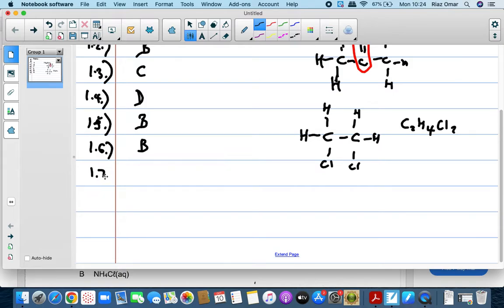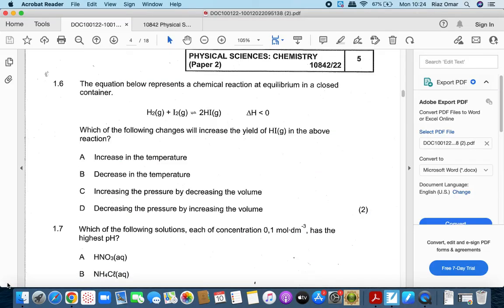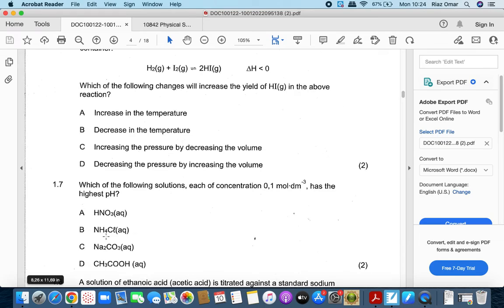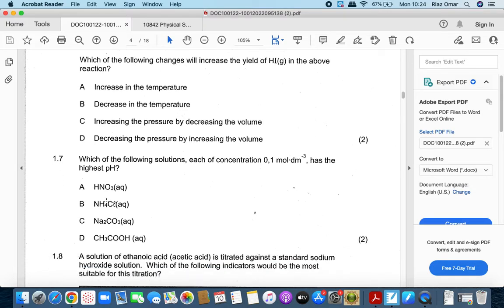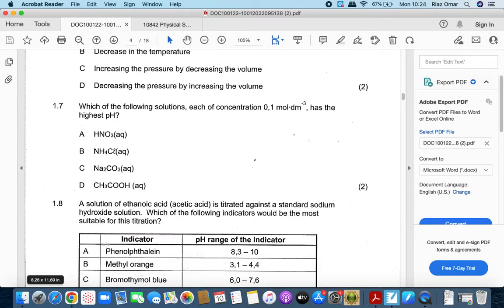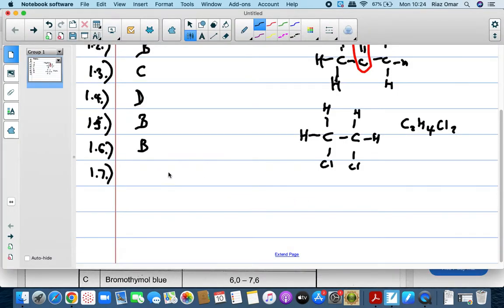1.7. The question is, which of the following solutions, each with a concentration of 1 mole per dm cube, has the highest pH? The highest pH will be the one that's most basic. Looking at these, the most basic will be sodium carbonate. C will be the answer, because carbonates are basic.